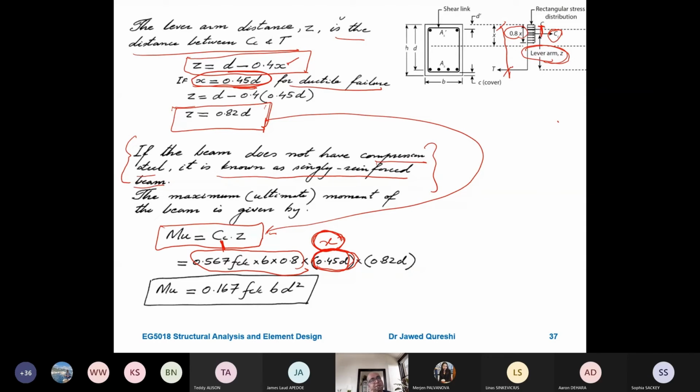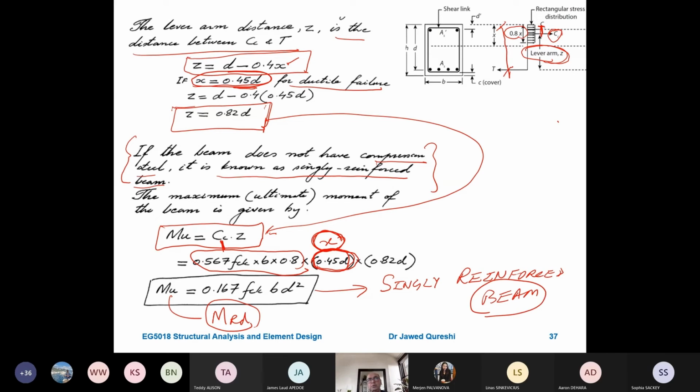Now the question is, how do we decide if it is singly reinforced or doubly reinforced? Is MU the same as MRD, which is for concrete? Yes, MU or MRD is one and the same thing. So when you multiply these things, you get MRD = 0.167 FCK B D squared. Remember that this is the moment resistance of a singly reinforced beam.